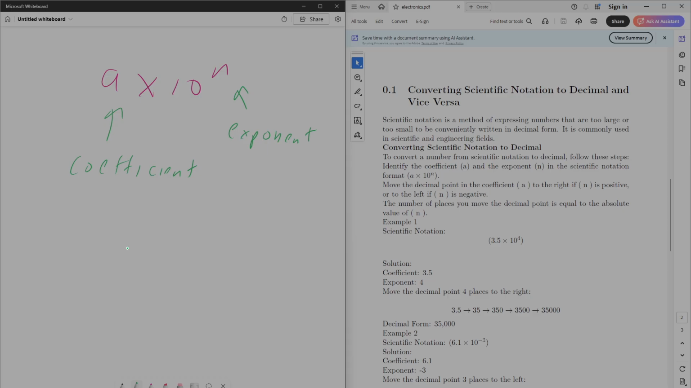So the next step is we're going to move the decimal point from the coefficient to the right if n is positive, and left if negative. The number of places you move the decimal point is equal to the absolute value of n.